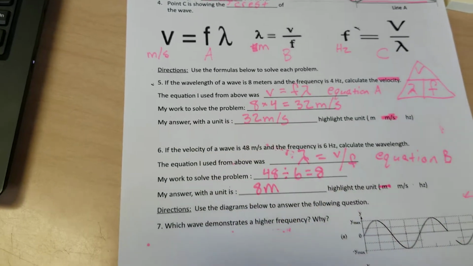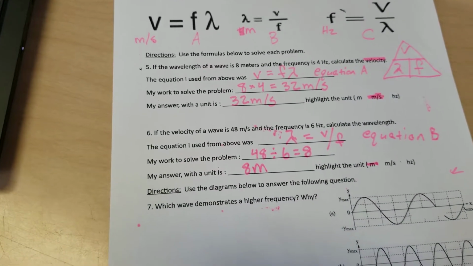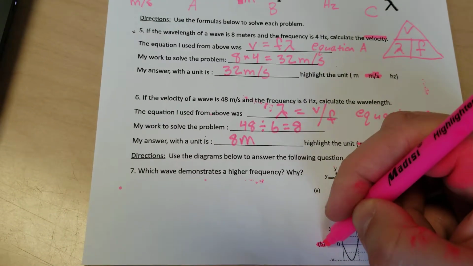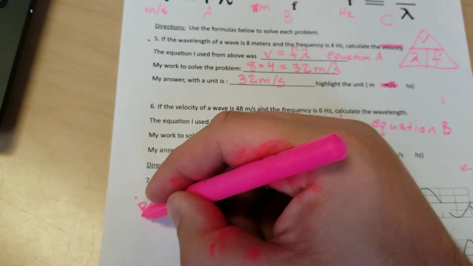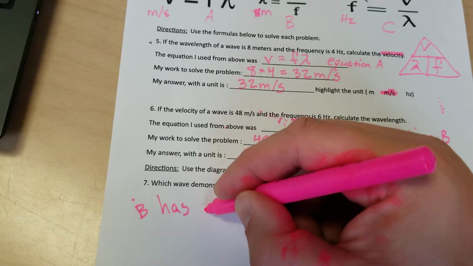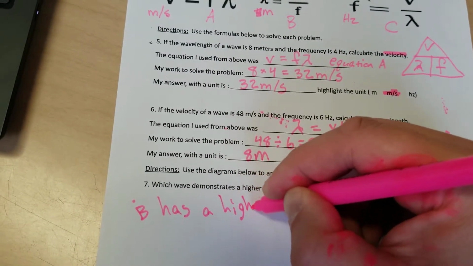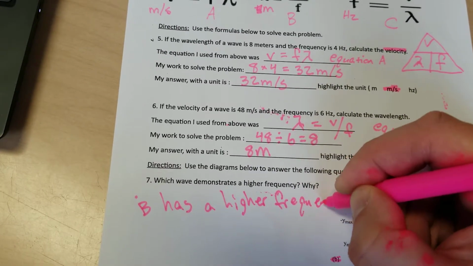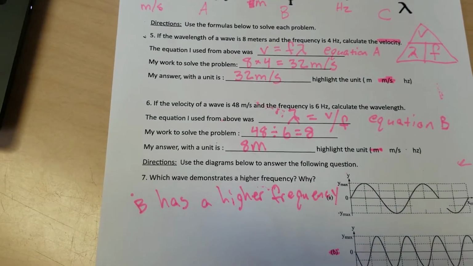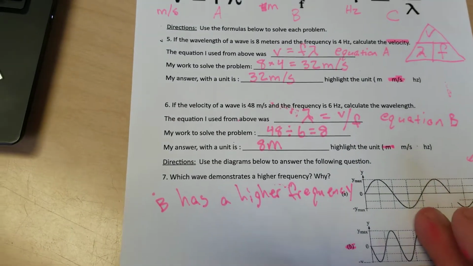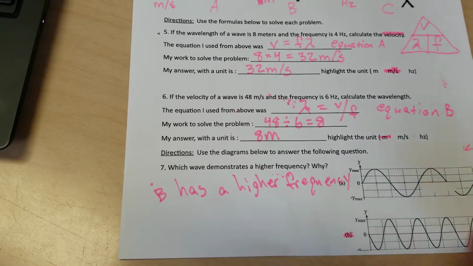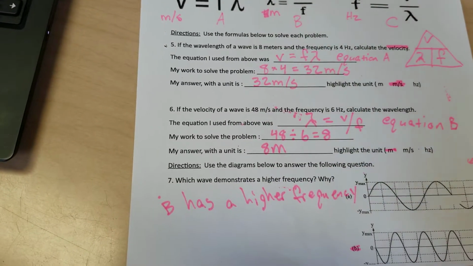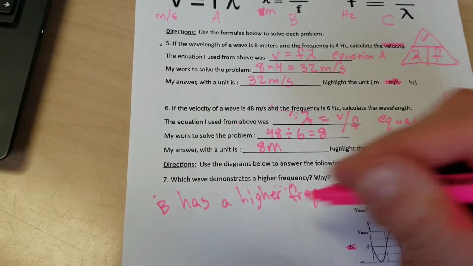Okay, which wave demonstrates the higher frequency and why? So for this one, you actually have to explain. Higher frequency is going to be B. B has a higher frequency. So there's your half point. On the study guide, it's just 2 points flat out. Did you do the front? Did you do the back? But on your test, half point for correct answer. B has the higher frequency, half point.